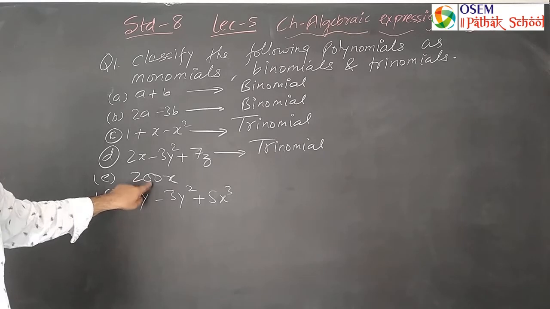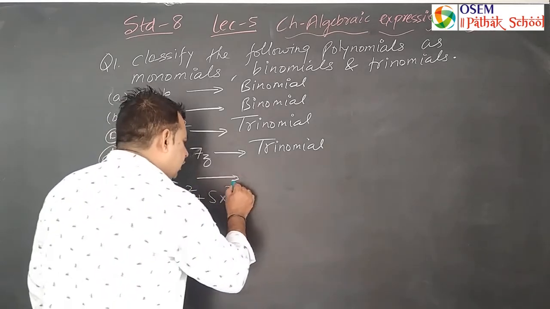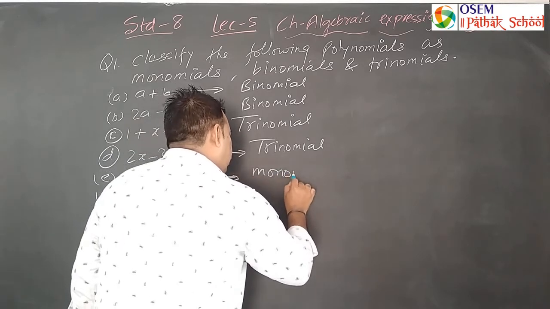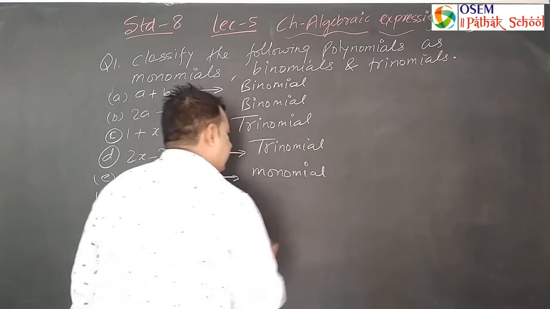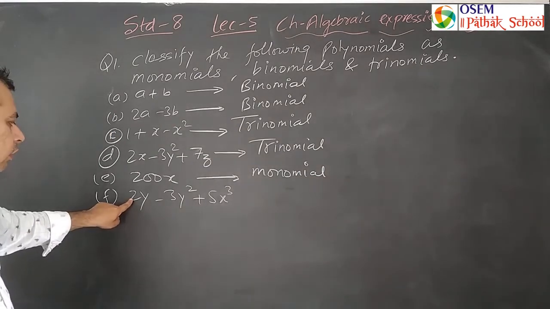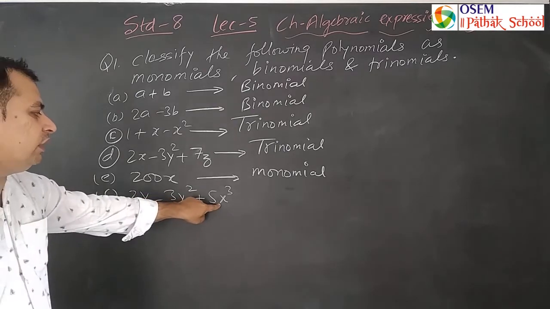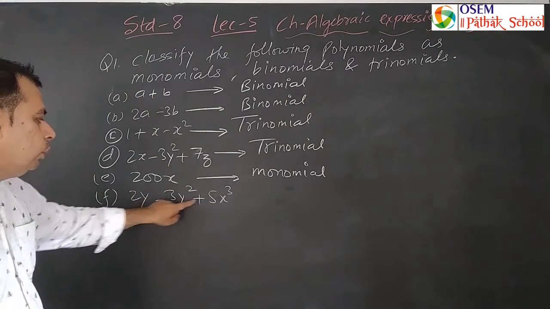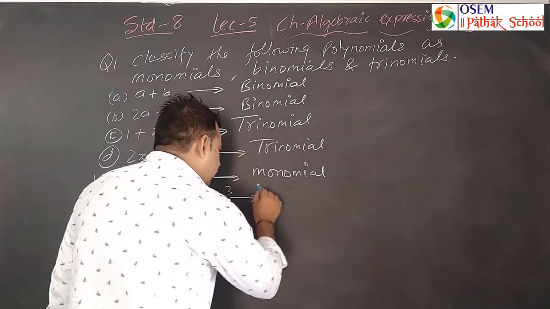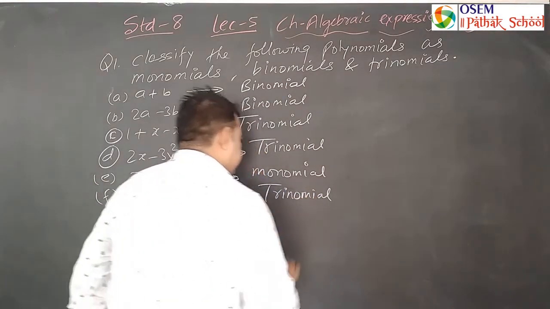Here how many terms are over here? It has a single term. 200x is a single term, so it will be monomial because it has a single term. How many terms are over here? 2y minus 3y square plus 5x cubed. How many terms? 1, 2 and 3. Since it has 3 terms, it is a trinomial.